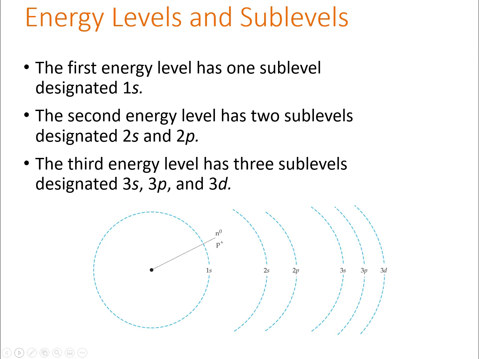Now we're going to get into energy levels and sublevels. We're going to talk in more detail about what these energy levels are that the electrons are moving between. Think about energy levels as like a parking garage. You'll see energy levels called the principal quantum number. You'll also see the abbreviation n.